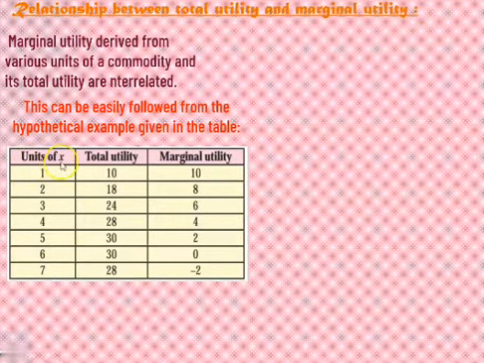Now here we can see 3 columns. The first column is units of X. X is a commodity that the person is consuming. Just now I gave you the example of pizza, so we have to assume that X is pizza. We have divided it into 7 pieces of pizza, so units 1, 2, 3, 4, 5, 6, 7. X means the person is consuming pizza. And here we have total utility and marginal utility.